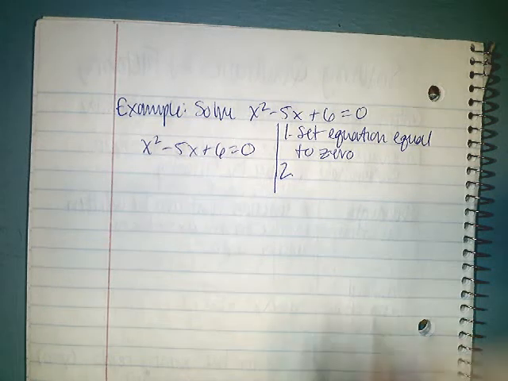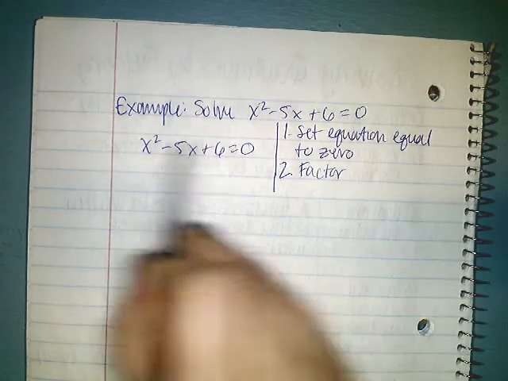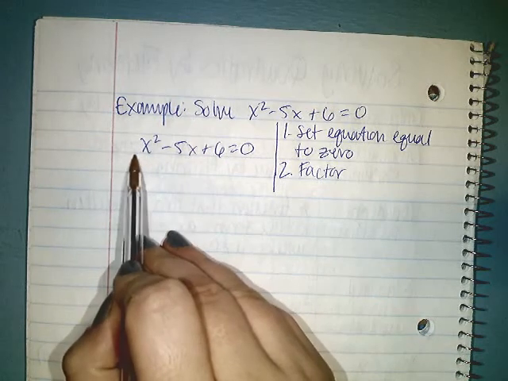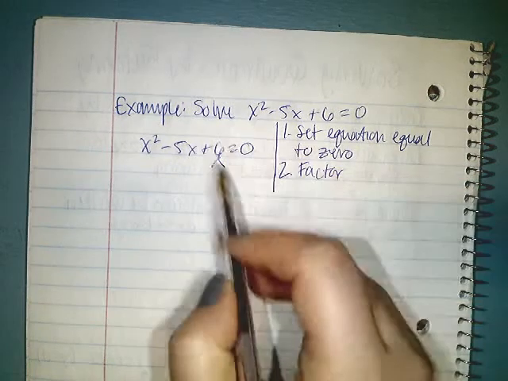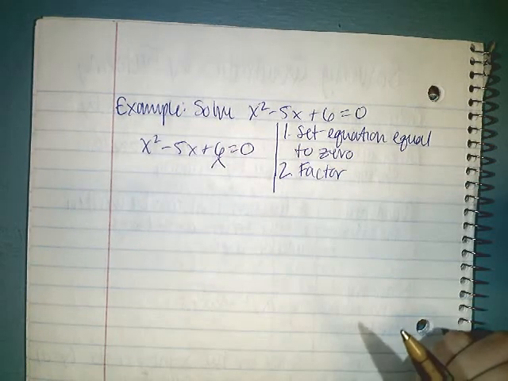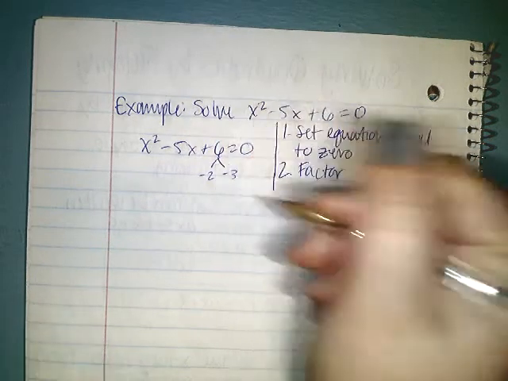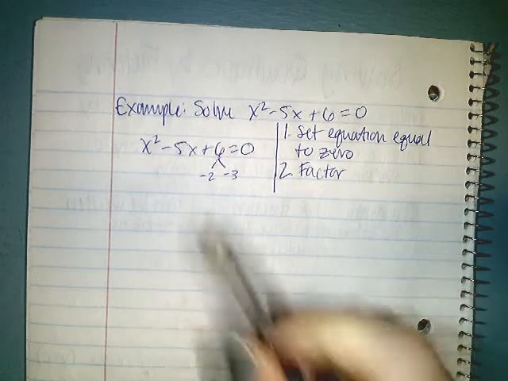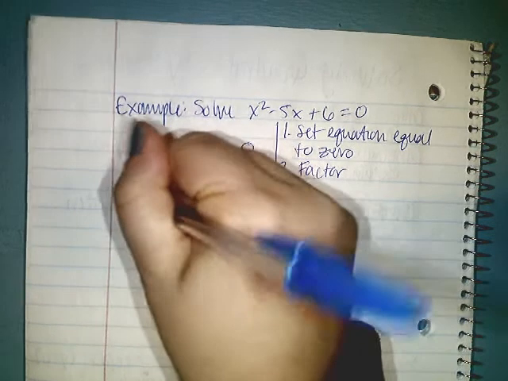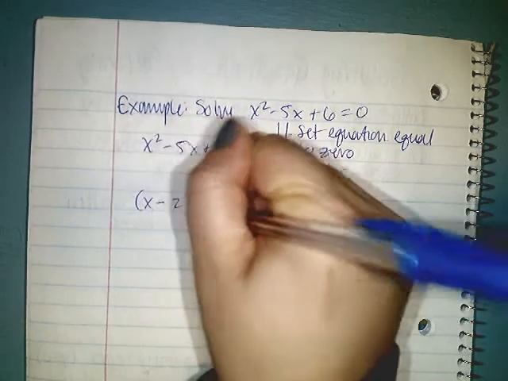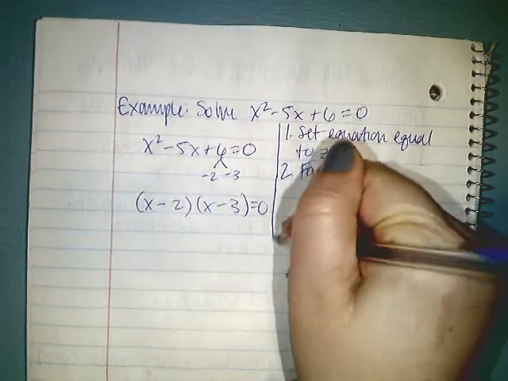Step 2 is going to be to factor it. So I'm going to check, is there a GCF? No. My a value is 1, so I can just find factors of c that add to b, so factors of 6 that add to negative 5. Those factors will be negative 2 and negative 3, because I need to multiply to a positive and add to a negative. The only way that's possible is if I have 2 negatives. So I'm going to factor it like that. So I have x minus 2, x minus 3 equals 0.